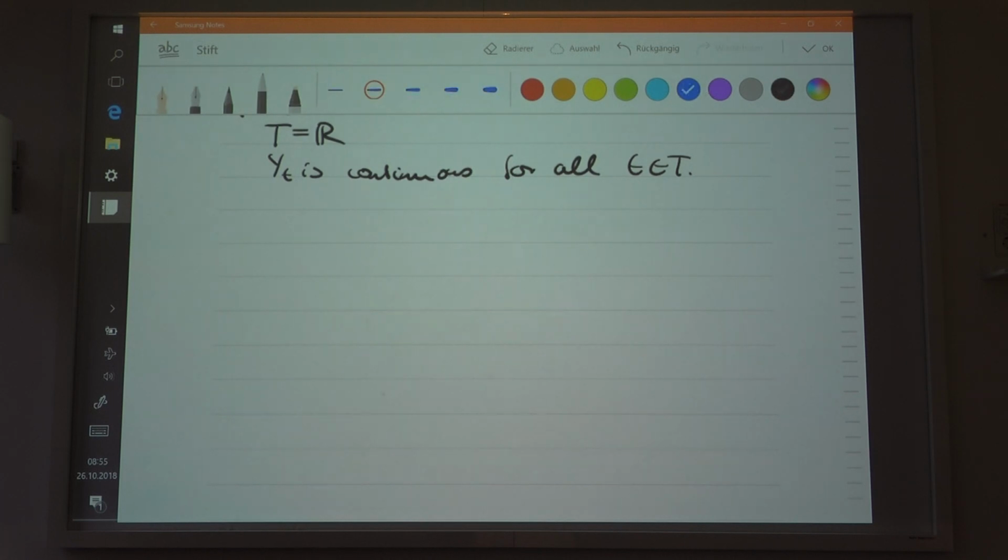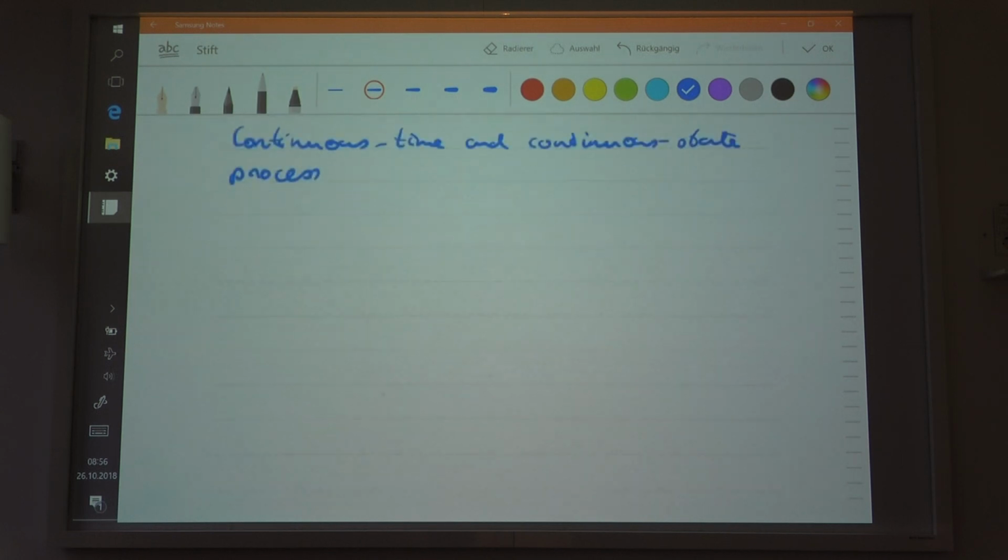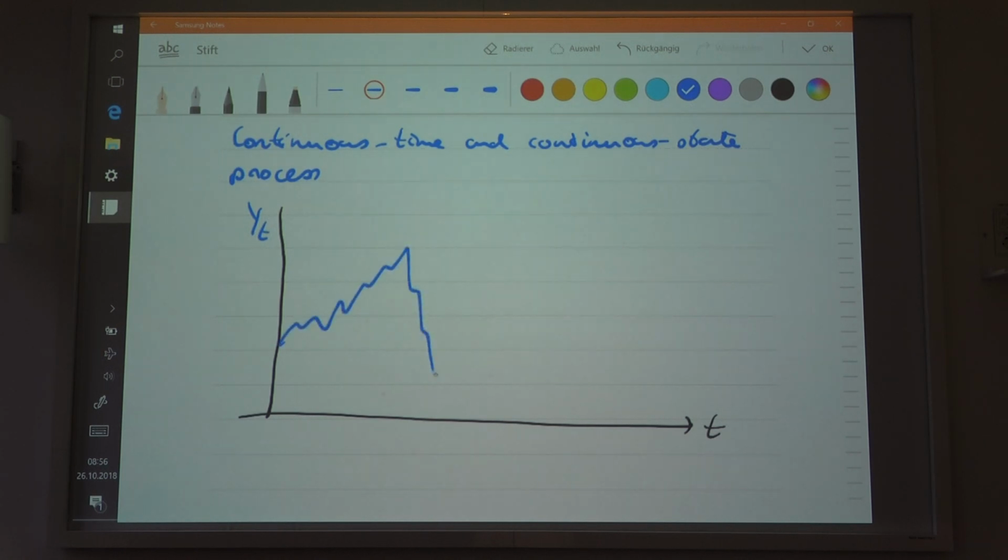This is the first one, or the last one in this list, but it is the easiest: a continuous time and continuous state process. That was the first picture you were getting. Here you have the time, and here you have the process itself. Let's say the process looks like this, maybe.